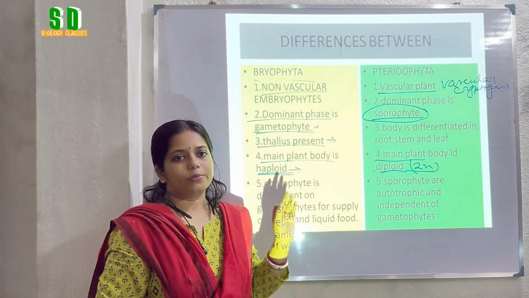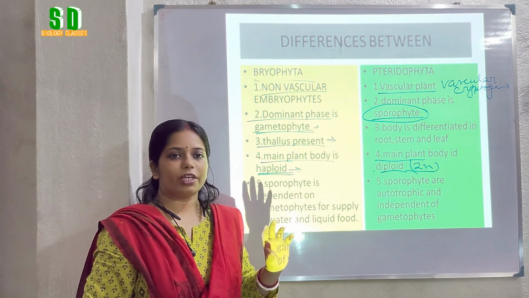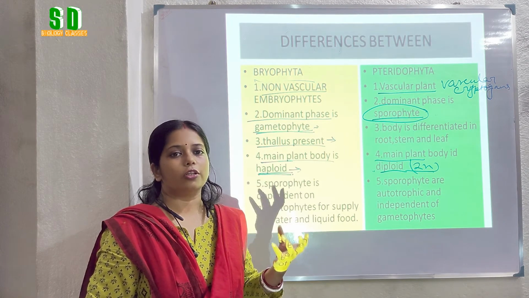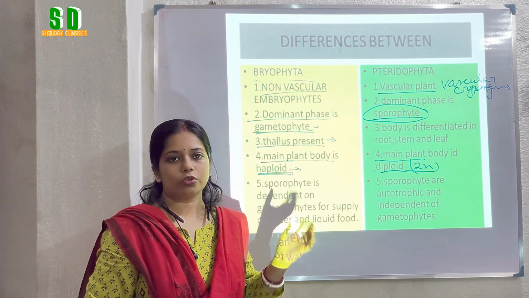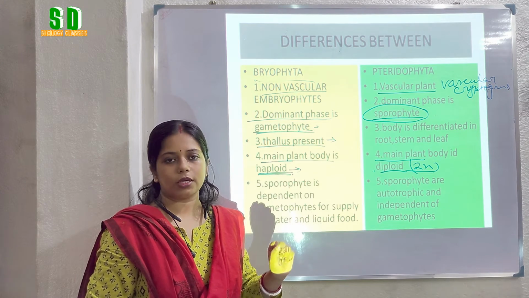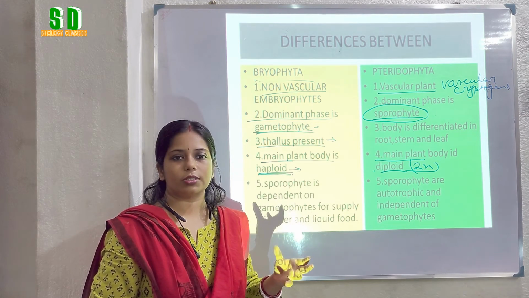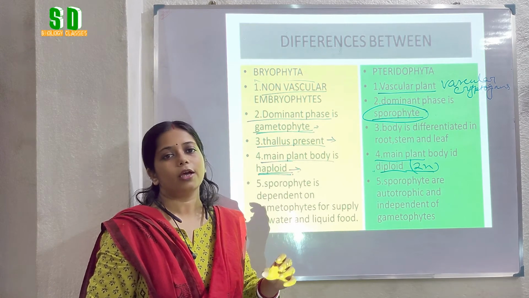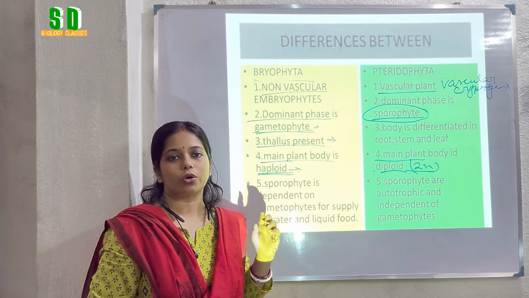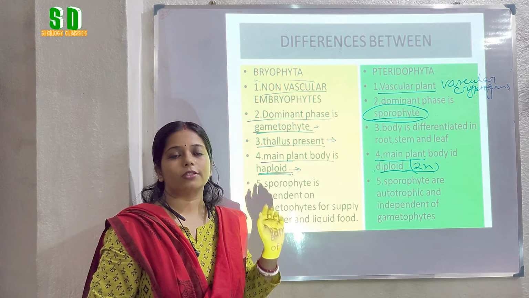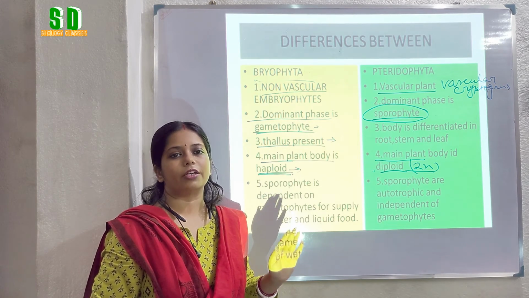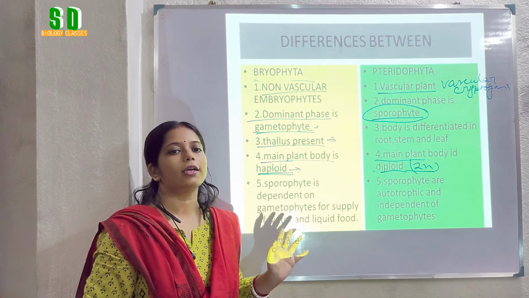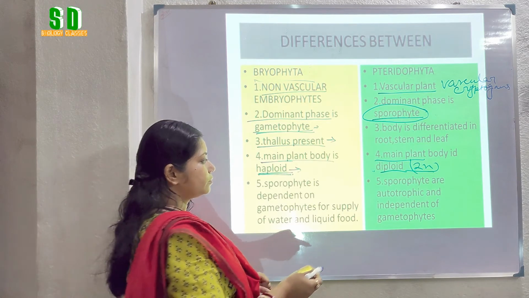Now, in Bryophyta, the sporophytic plant body grows on the gametophytic plant body. They do not grow on the soil. They get their nutrition and water from the gametophytic plant body that grows on the soil. That's why the sporophytic plant body of Bryophyta is totally dependent on the gametophytic plant body.